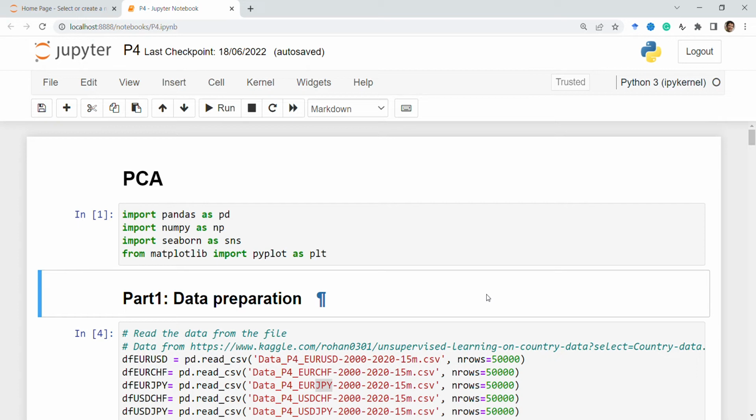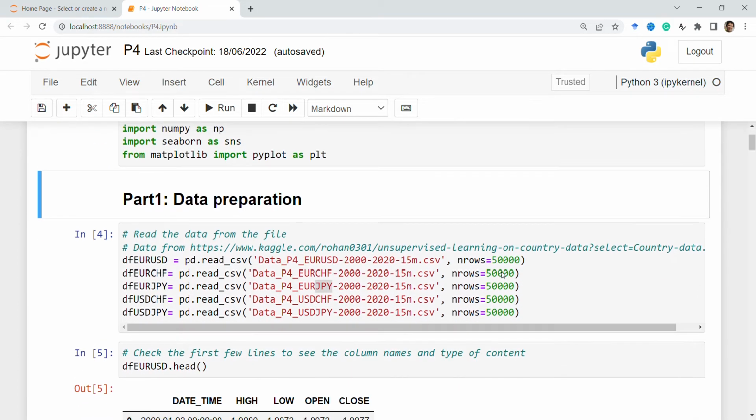Okay, so in this example today, what we will see is some Forex exchange values and see how they evolve over time and what their relationships are.